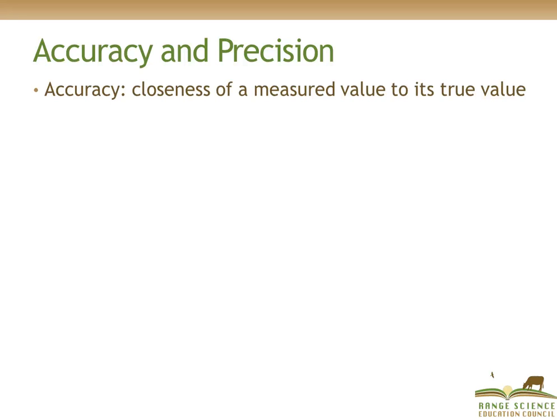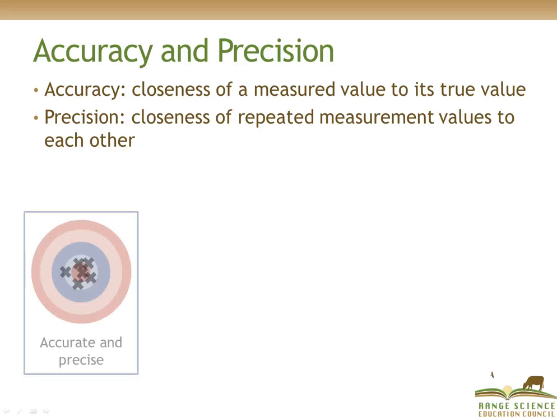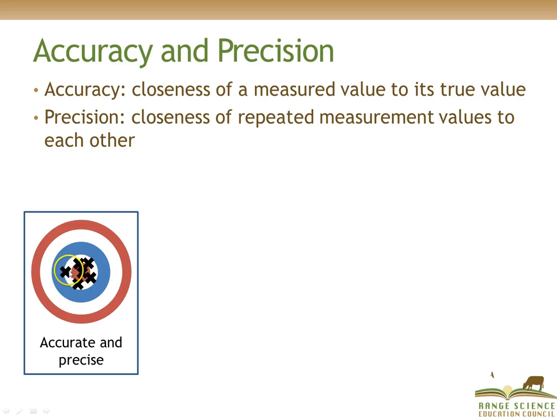So let's talk about accuracy and precision. Accuracy is the closeness of a measured value to the population's true value, whereas precision is the closeness of repeated measured values to each other. It's convenient to envision this by looking at a target and assuming that the central value, or the bullseye in the target, symbolizes the true mean value of the population. And in this case, each one of these X symbols represents a different observed or measured value.